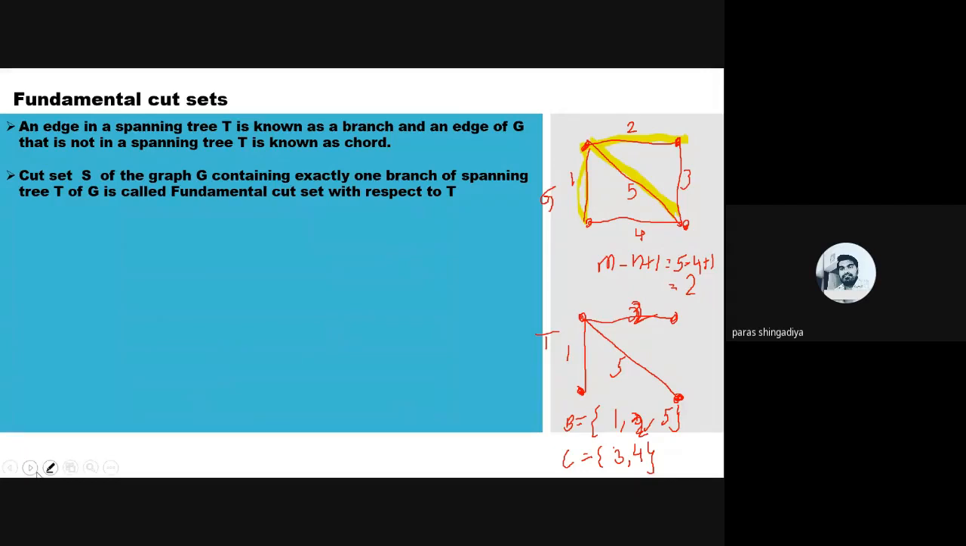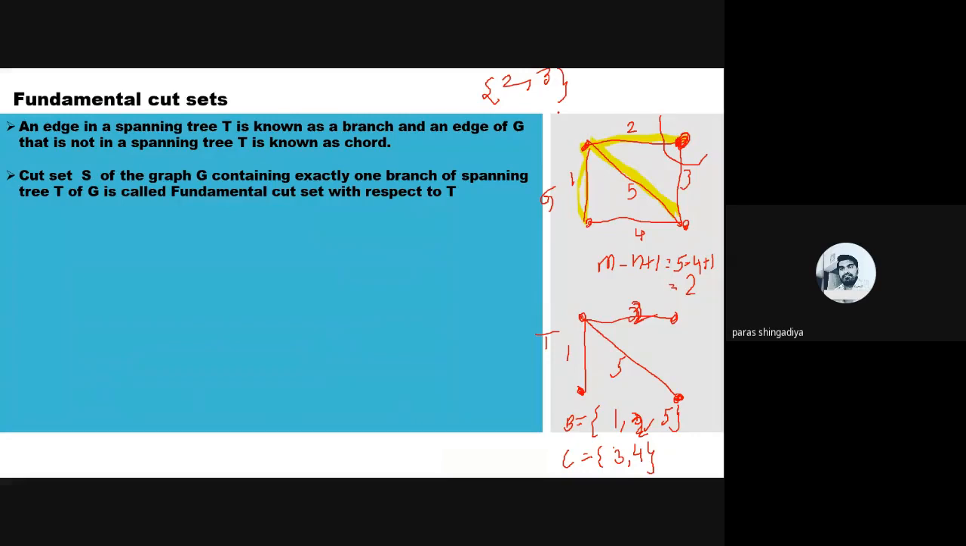Now we derive a fundamental cut set. Which cut set can I call a fundamental cut set? The one that includes one branch and the remaining are chords. So I can consider 2 and 3, which disconnects this vertex when we remove 2 and 3. In 2 and 3, 2 is the branch and 3 is the chord. So 2 and 3 is a fundamental cut set. There should be only one branch and the rest of the edges should be chords.